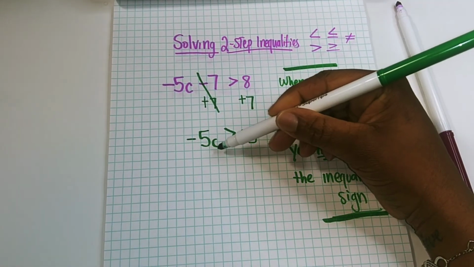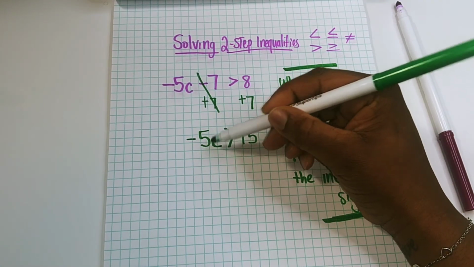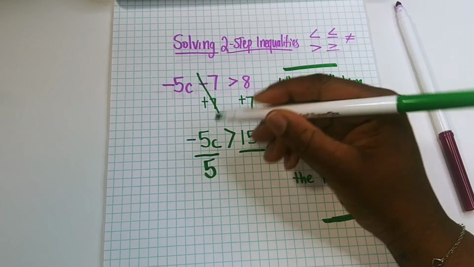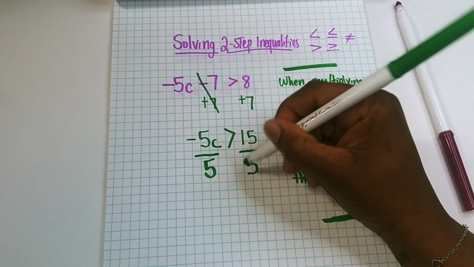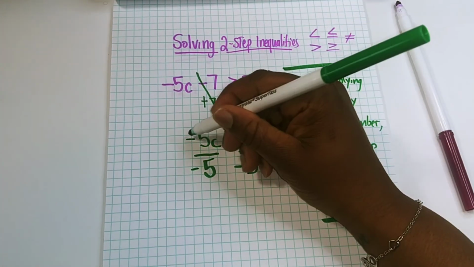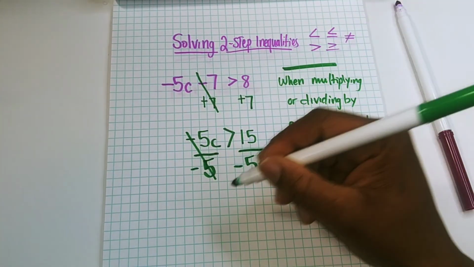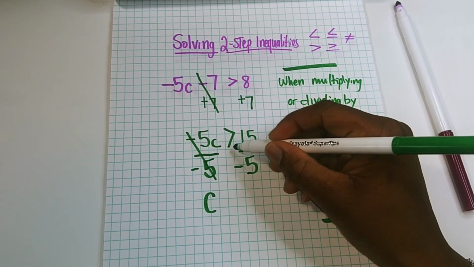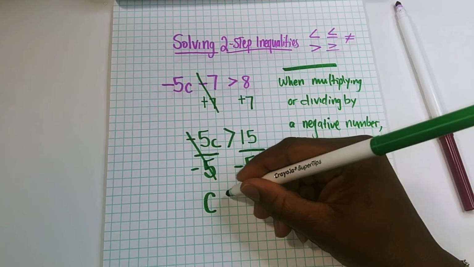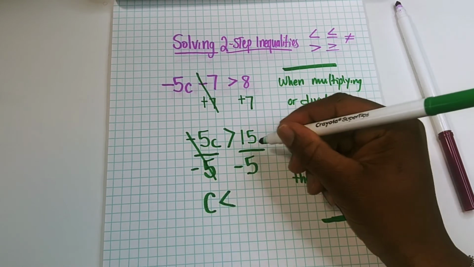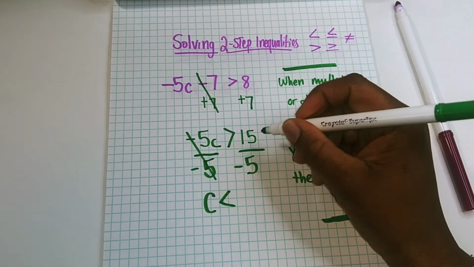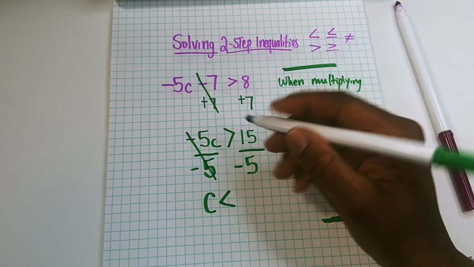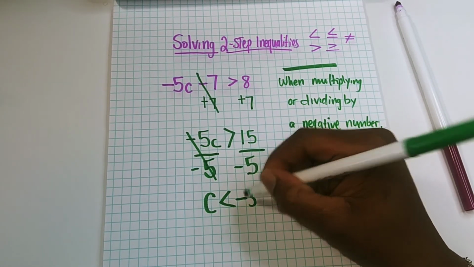I see it coming up here because this means to multiply. I need to divide by the negative 5 to keep this equation in balance. Don't forget the negative sign. Negative 5 divided by negative 5 is 1. So c, now I do have to flip this sign. I could do it now or I could do it at the end. Let me go ahead and do it now. c is less than 15 divided by negative 5. I need to remember my integer rules. A positive divided by a negative is a negative 3.